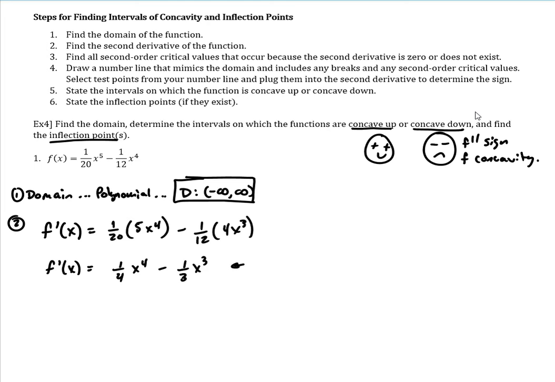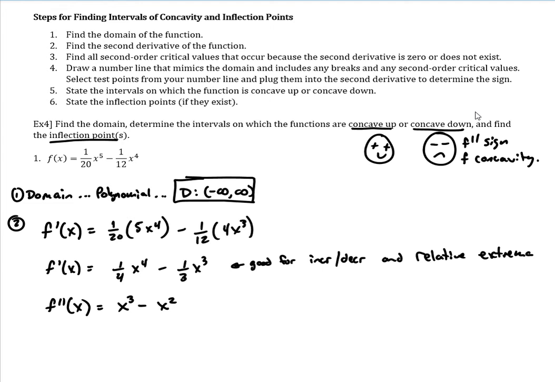This is useful for increasing, decreasing. As a reminder, good for increasing, decreasing, and relative extrema. Okay, so if that's what they wanted, that's what we would continue to use. All right, but we have concavity instead, so let's keep going. So f double prime of x, well, this 4 would multiply the 1/4, and that would give us just 1. Minus 1 from that power would be cubed. Minus the 1/3 times 3 would give us 1, and then minus 1 from the x cubed would give us x squared. There we are.